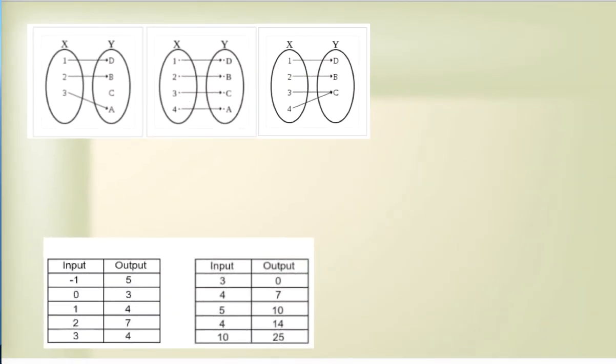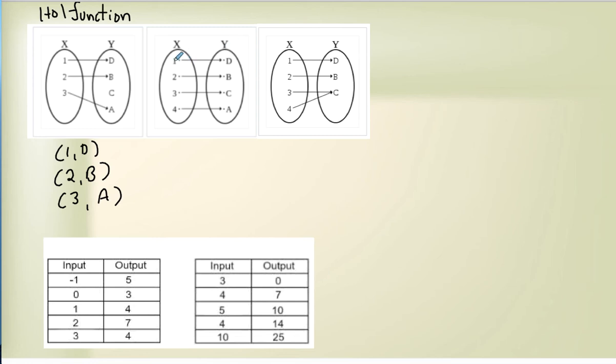In a mapping, we're just going to have to look. This is, let's see, 1 pairs with D, 2 pairs with B, 3 pairs with A. X's don't repeat, y's don't repeat. This is a one-to-one function. Remember now, it's also a function, it's also a relation, but we give it its highest title.